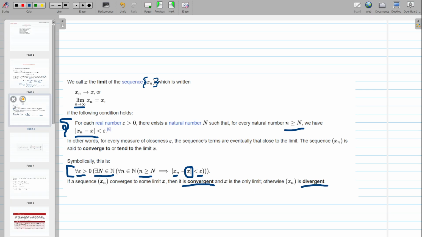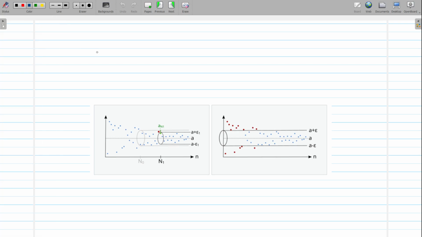Then let's look at the diagram here and see what is happening. Let's examine the first diagram. All the dots here represent the terms of my sequence. Now, starting from this point here, what we can do is this.